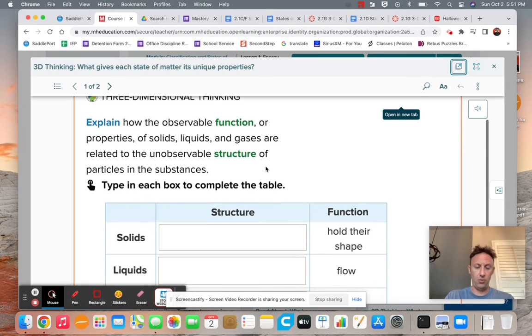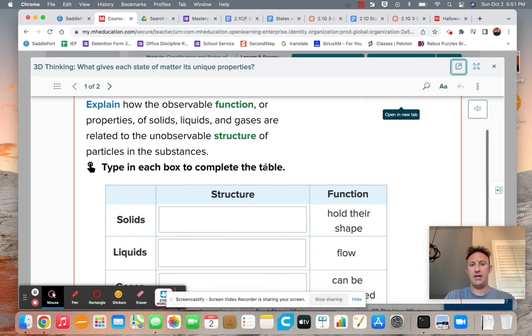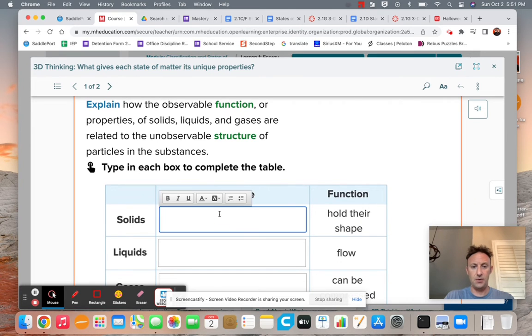On this page in your workbook, you're going to type in the things that I'm typing in. First thing here, it's saying, if solids hold their shape like a table, like an apple, like a jar, what does that lead to in their structure? That makes it so pieces do not fall off. Or you can write that the particles stick together. Either one of those is just fine.